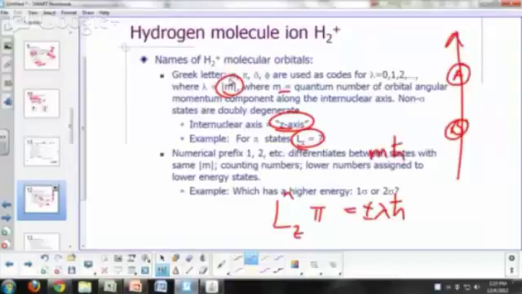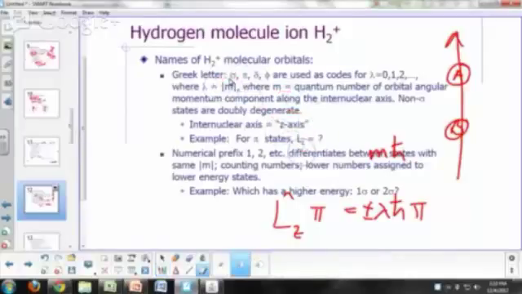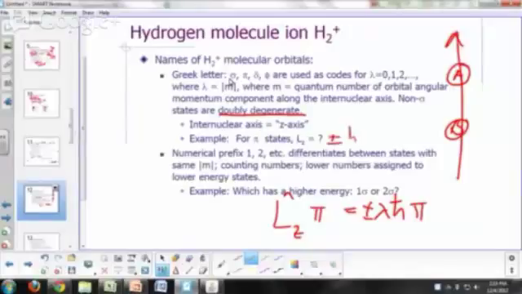And so pi states we say are doubly degenerate. There's two ways you can have a pi state. There's two ways that the z component of its orbital angular momentum can be oriented: plus h bar or negative h bar. So non-sigma states, the pi state, the delta state, the phi states, those are all doubly degenerate states. So this would be plus or minus h bar. For delta states, what would be your L sub z? Plus or minus 2 h bar.